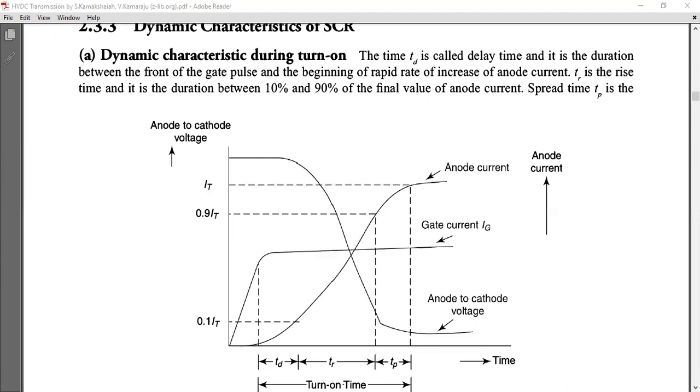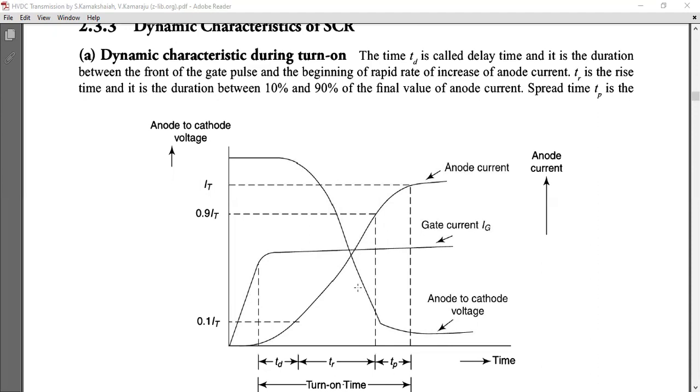Okay, and next TR, this is called the rise time. It is the duration of time from 10% to 90% increase of the final anode current. So if the anode current increases like this, after it rises to some extent, suppose you take 10% of the anode current, then from 10% up to 90% of the final anode current, if you consider that distance, it is called the rise time.